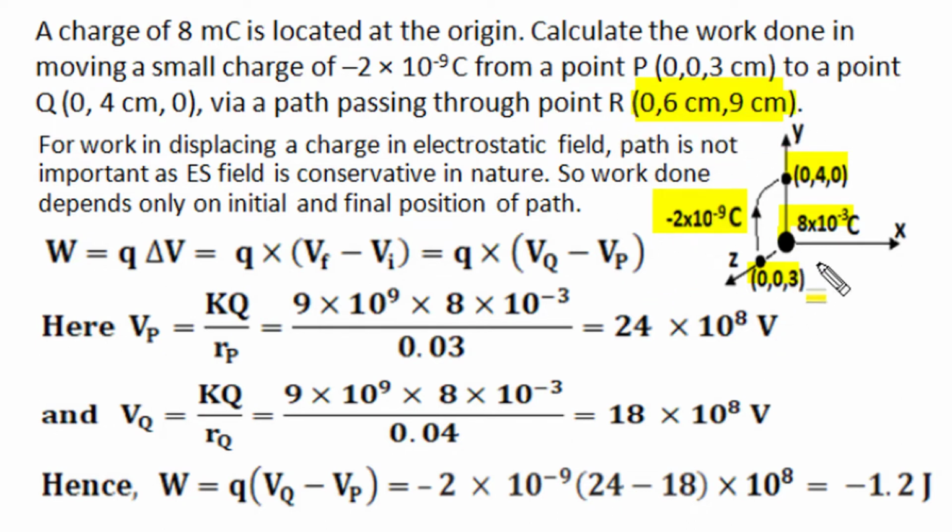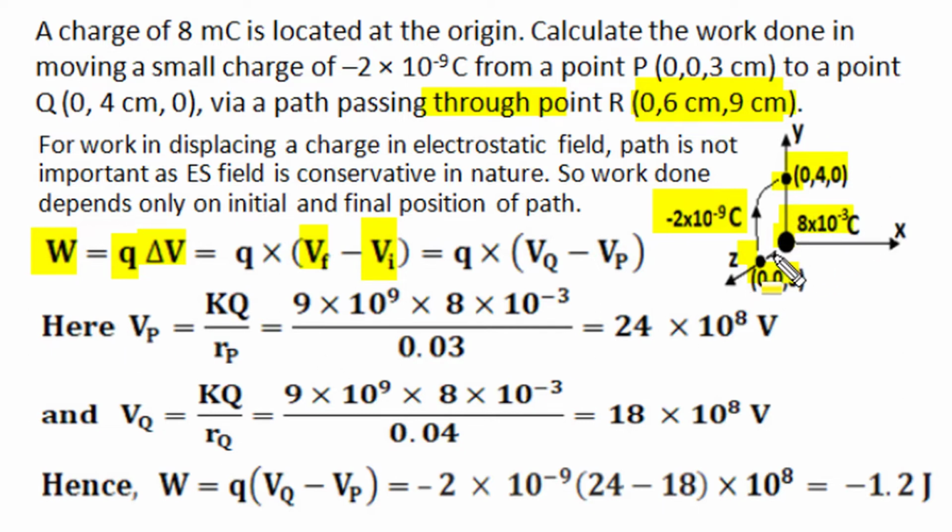Now in electrostatics, charges produce a conservative field where work done in moving a charge doesn't depend upon the path, and work only depends upon initial position and final position in the electric field. So here the intermediate point location of point R, 0, 6, 9 centimeter, is irrelevant in the work calculation, and work done in moving a small q through a potential difference of delta V between final and initial positions is given by the product of charge and potential difference. Here potential difference is the difference of potential of final point Q and initial point having coordinate 0, 0 and 3 centimeter in this source charge 8 millicoulomb.